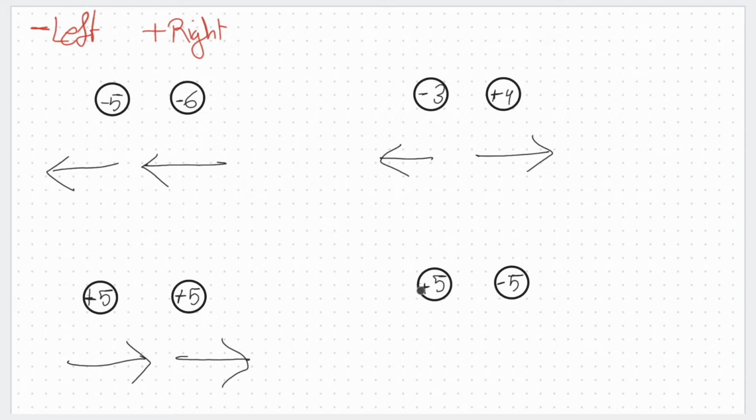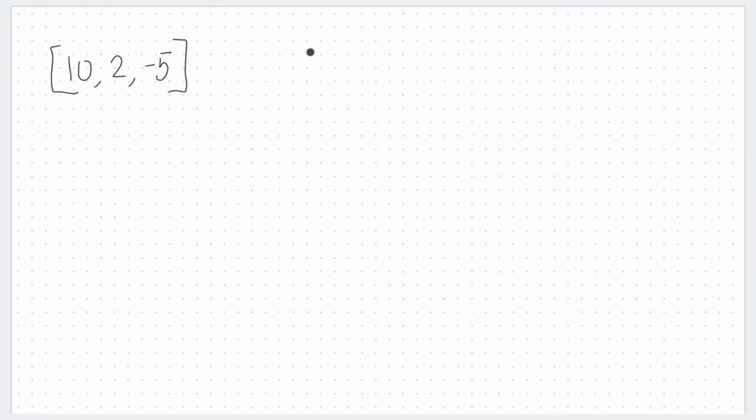In the fourth example, our first asteroid is moving in the right direction and our second asteroid is moving in the left direction, so they will collide and only one of them will be left. But in this case, both of them have the same value, so both of them will explode.